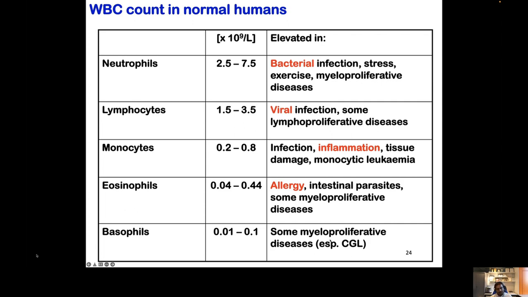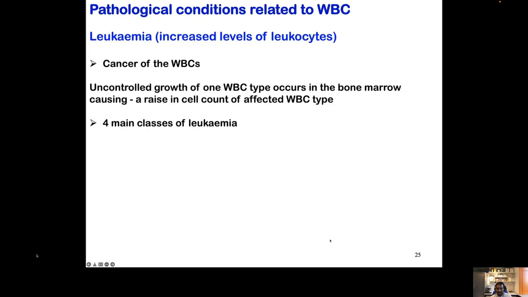Basophils will get increased in myeloproliferative diseases as well. Okay, what are the pathological conditions associated with white blood cells or leukocytes? First one is leukemia, which is a really important condition, which is normally called blood cancer.